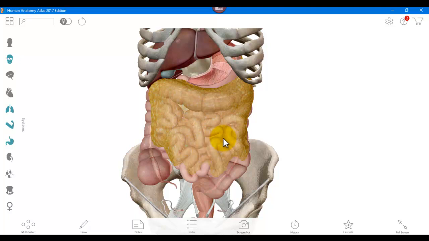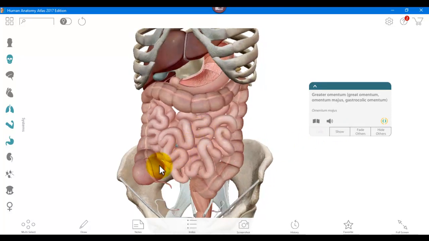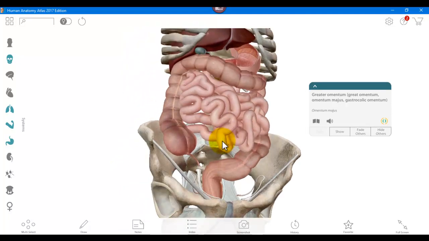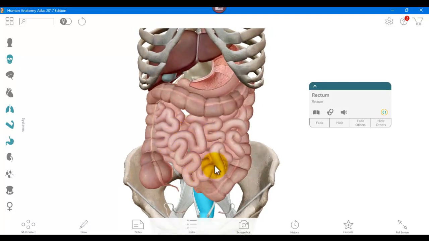But apparently it kind of moves around if there's an infection. It helps seal off an infection. So I'm going to go ahead and take that off. Here is the colon. You can see the cecum, the ascending colon, the transverse, the descending colon, and then if you turn it this way, you can see there, I'll highlight it. That's the sigmoid colon and the rectum. And then all of this in the middle would be the small intestine.